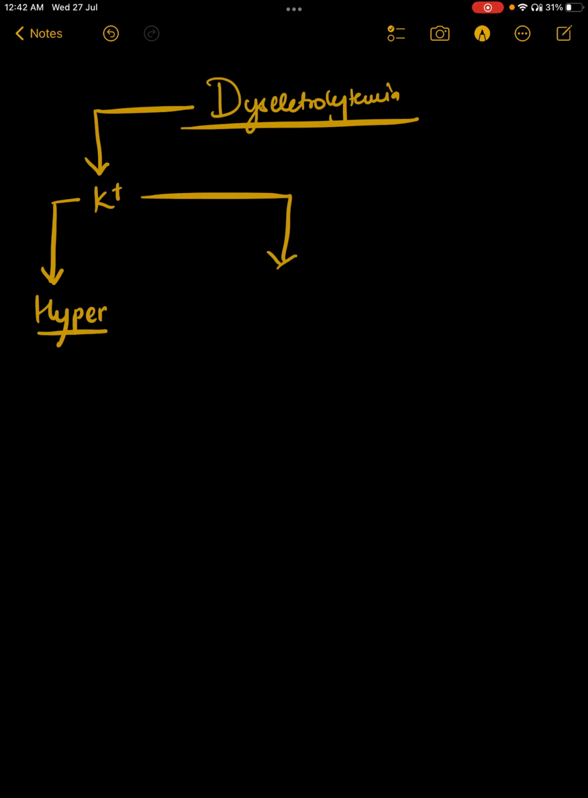My handwriting will be slightly rough, but just for understanding. So we will start with potassium. Potassium has two things: there is hyperkalemia and there is hypokalemia. So first of all we will read about hyperkalemia. We will only discuss the management.